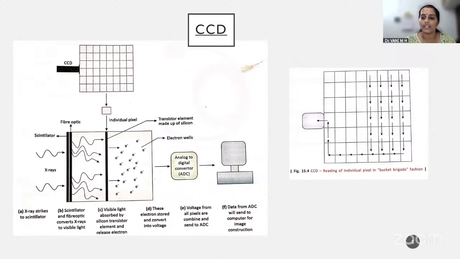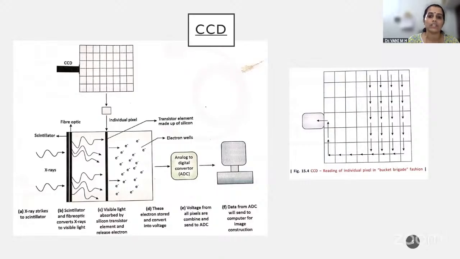You should highlight the bucket brigade fashion of reading of the voltages in CCD. That is very important. Ultimately, the data is fed to an ADC, and after converting into a digital format, they are assigned shades of gray and visualized in a computer. Okay, so that is how CCD works.